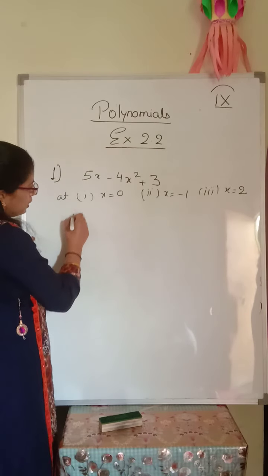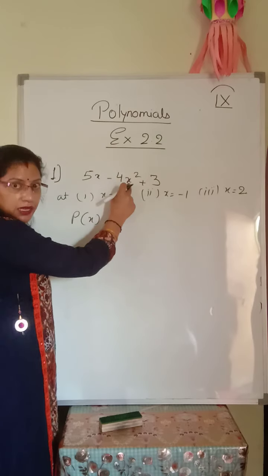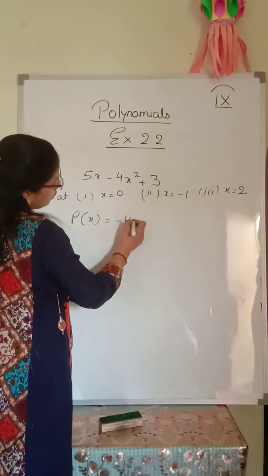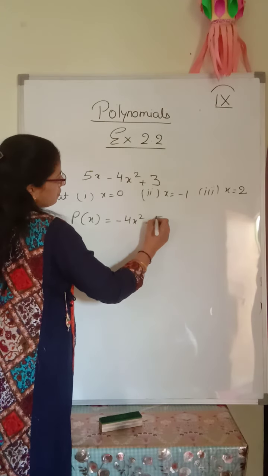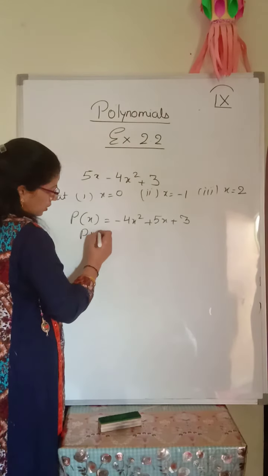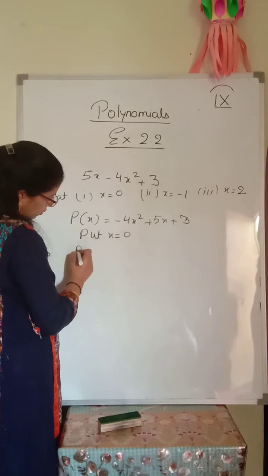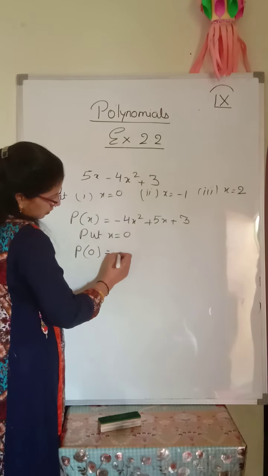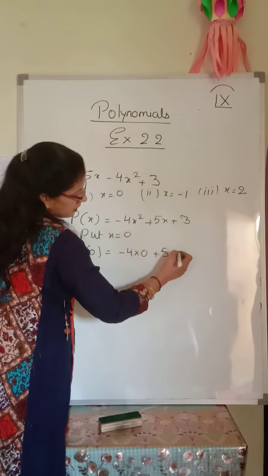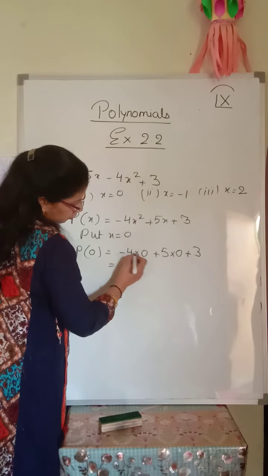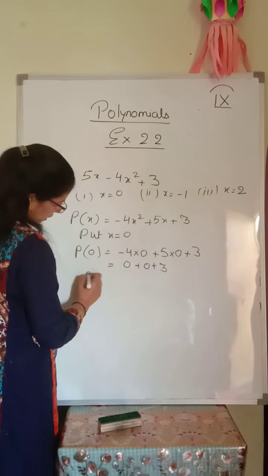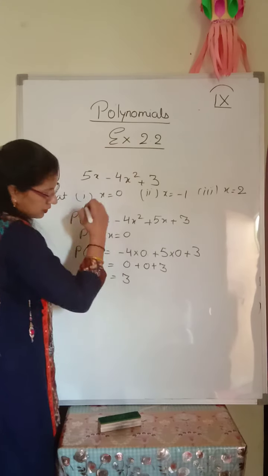Let me say this polynomial is p of variable x. Let me write it in sequence, first the highest power: minus 4x square, then power 1, plus 5x, plus 3. Let me put first part x equal to 0. So p of 0 is minus 4 into 0 square, which is 0, plus 5 into 0 plus 3. All zeros are 0, so 0 plus 0 plus 3. So the value of this polynomial is 3.